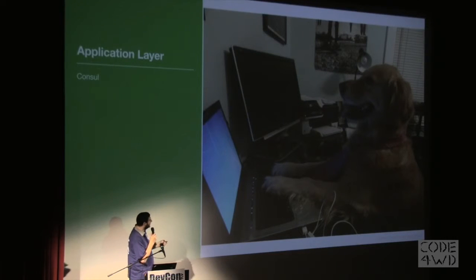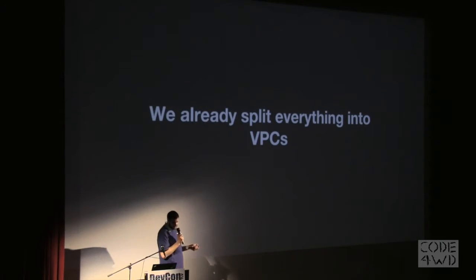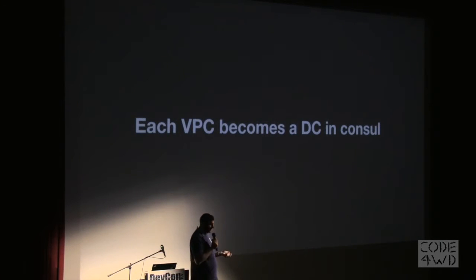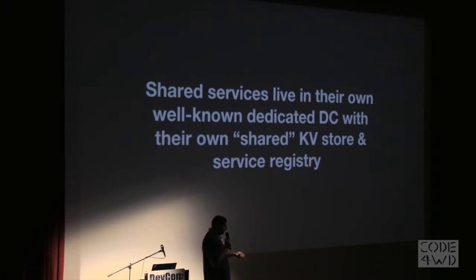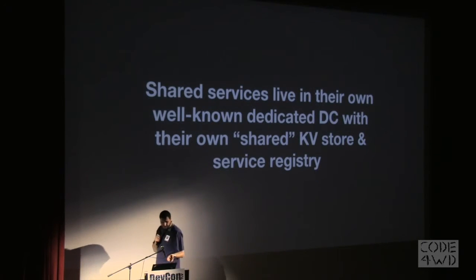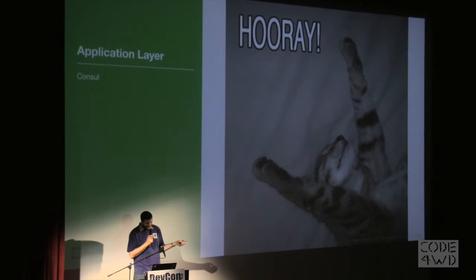So I have a dog and a cat. So we already split everything into VPCs. So the logical thing for us to do is just say that, well, a VPC is equal to a Console data center. And now each customer automatically gets their own private service registry and private configuration key-value data store. Shared services live in their own special shared data center. They also get their own private data store and their own private service discovery. So we are happy. Here's the cat. We're all happy.